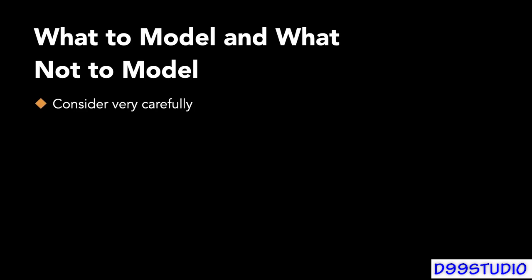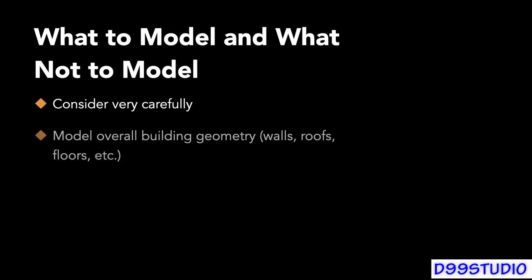Now, certainly there are things that should be modeled all the time, so you want to consider it very carefully. Overall model geometry like walls and floors and roofs are things that make up the structure of the building. It is obvious that those things should always be modeled. They are going to exist in the model. They're going to show in all views. When we change them, we want to change them in one place and we want that change to occur everywhere. That's the benefit of BIM.